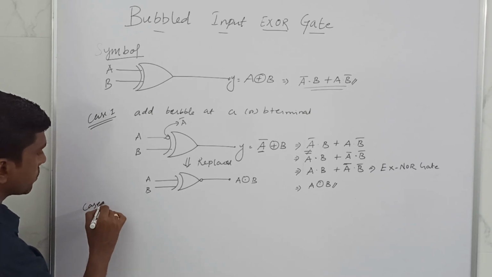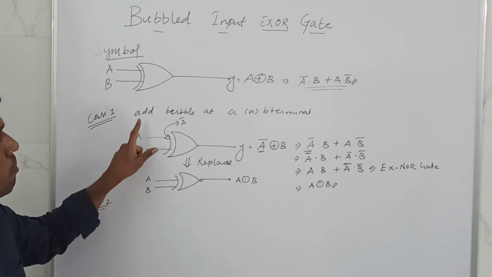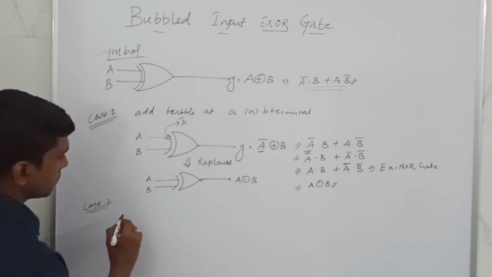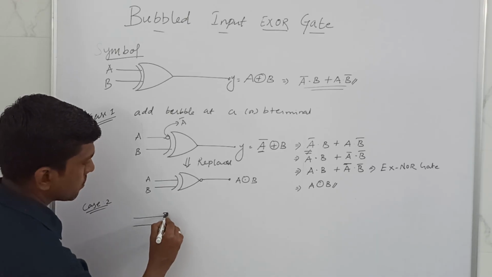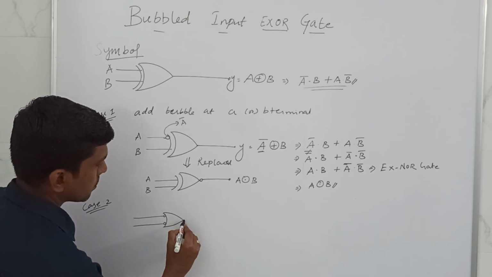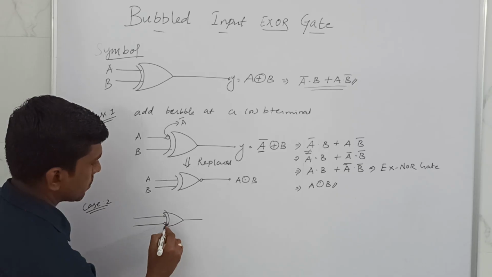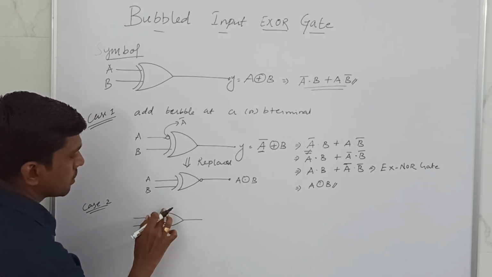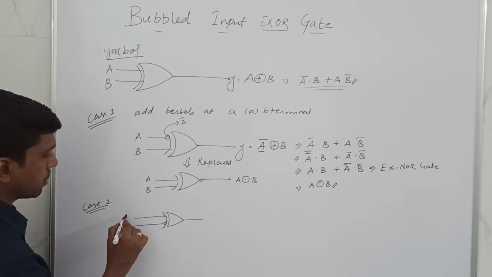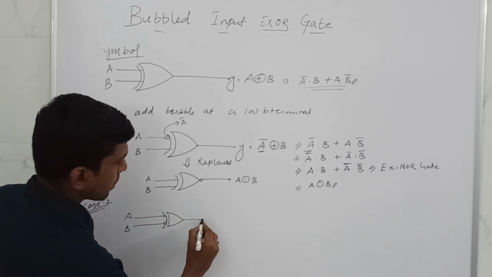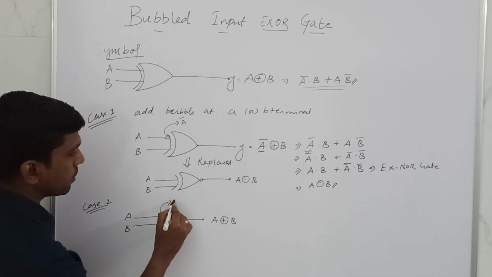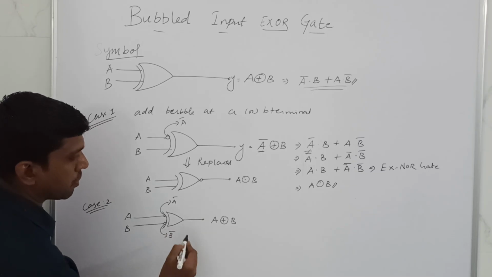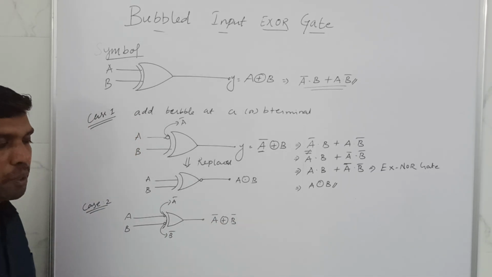Then case 2: if I add bubbles at both the terminals. Here is the XOR gate symbol with bubbles at both terminals. Input is A and B, and the expression is A XOR B. After the bubbles, you will get A bar here and B bar here. So A bar XOR B bar.